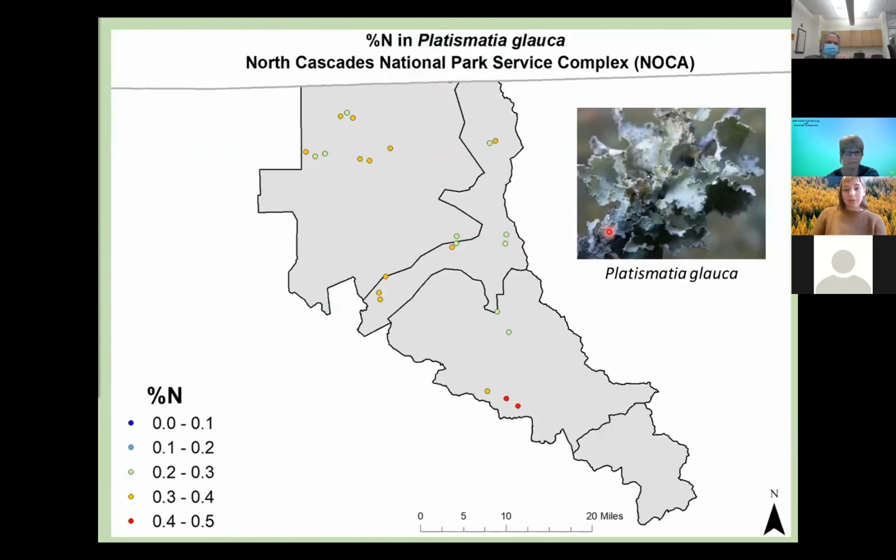Looking at this data spatially, just focusing on one of the collected lichen species, Platismatia glauca, we can see which areas of the park have the highest percent nitrogen values, suggesting higher rates of nitrogen deposition. The color ramp shown here goes from dark blue to red, going from low to high percent nitrogen values. And we can see this area here in the southwestern region of the park, which is the Cascade Pass area, has some of the highest percent nitrogen values for Platismatia glauca, upward to 0.5% nitrogen, which is just slightly below the provisional threshold for this species.